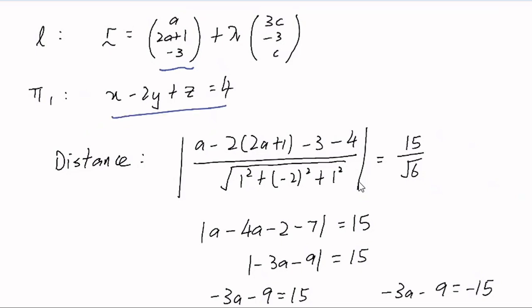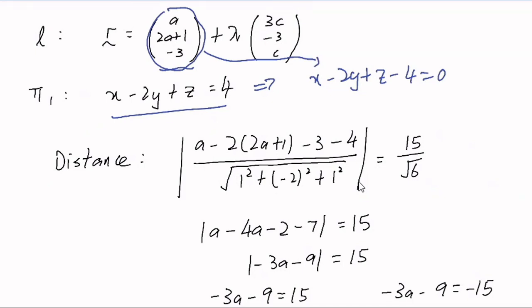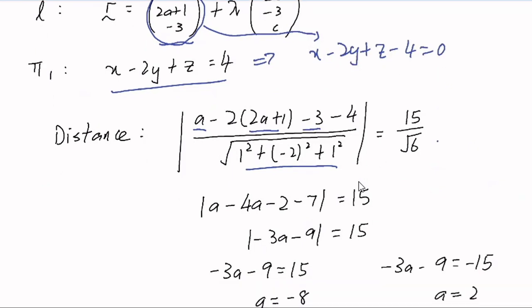To get the distance from a point to a plane, for this plane we change it into the equals to 0 form first. Then for the x, y, z here, we sub in. So that would be our numerator in our formula there. For the denominator, it is just the magnitude of the normal of the plane. So this value should be equals to 15 over 6.